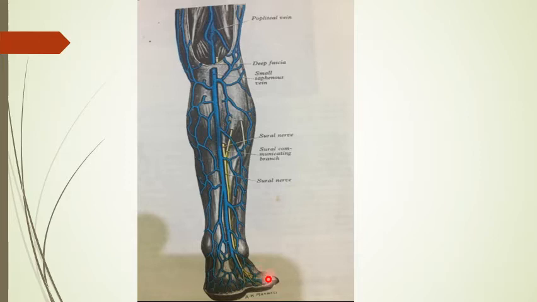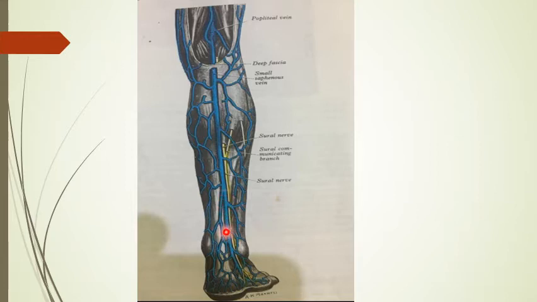Lateral half of the dorsal venous arch, and the veins from the lateral side of the lateral toe, they combine to form this lateral marginal vein, this one. It continues above as the small saphenous vein.